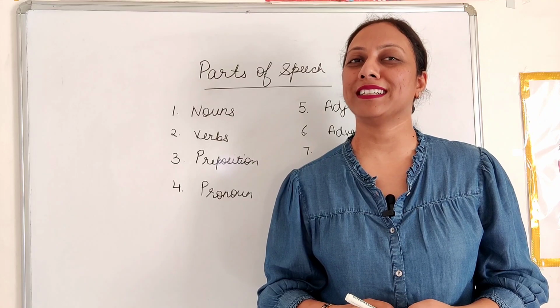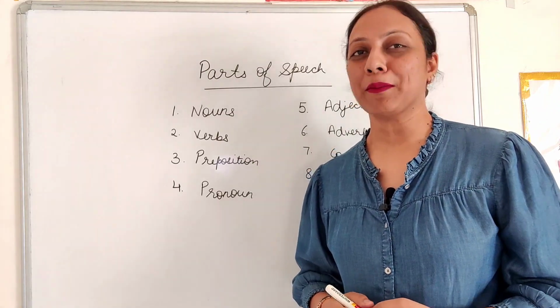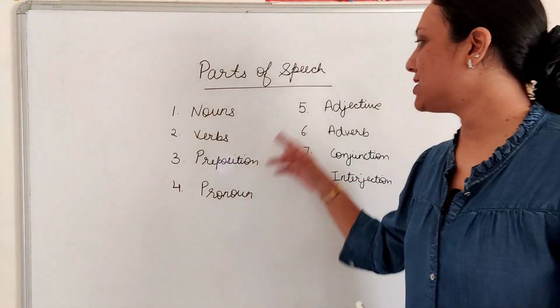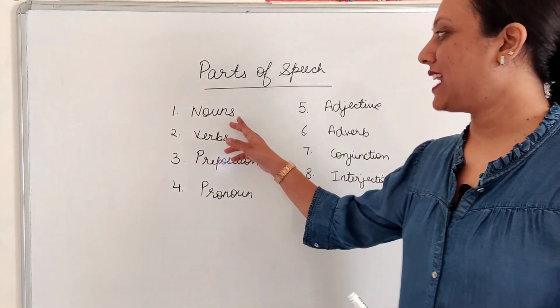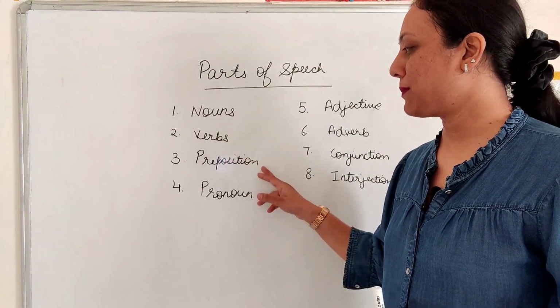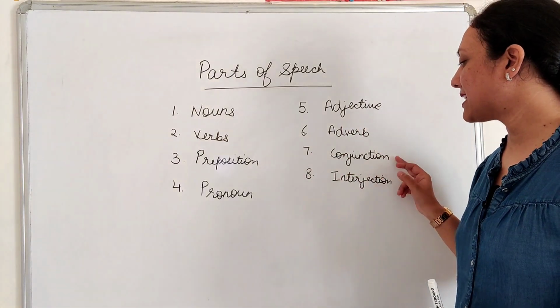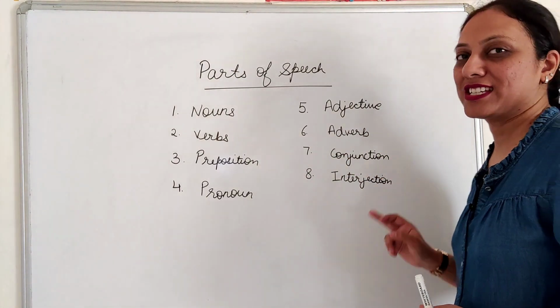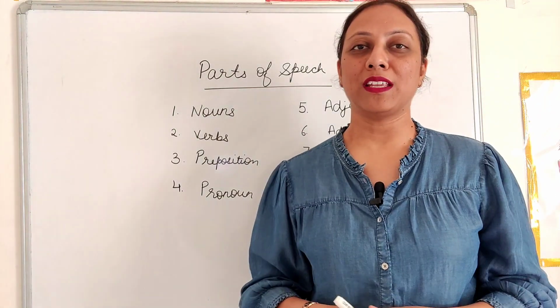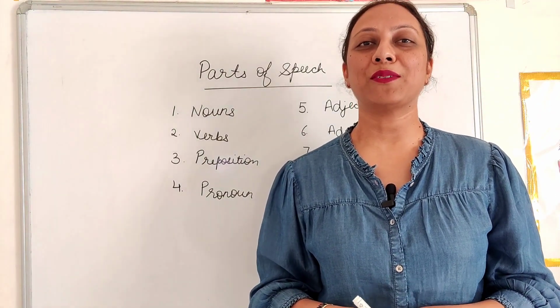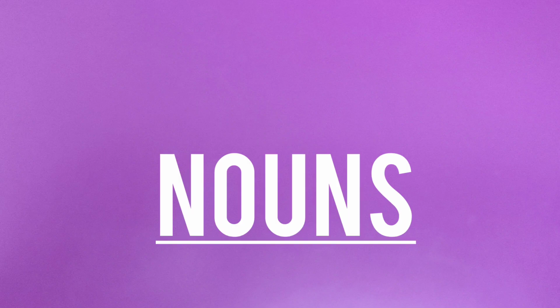Today we are going to learn the parts of speech in English grammar. There are 8 parts of speech in English: nouns, verbs, prepositions, pronouns, adjectives, adverbs, conjunctions and interjections. In my forthcoming videos, you will learn everything about English grammar.